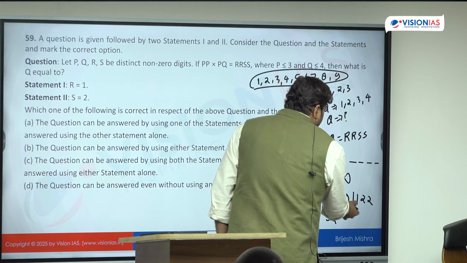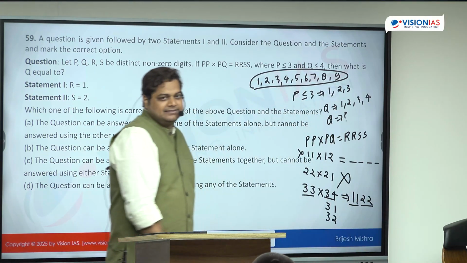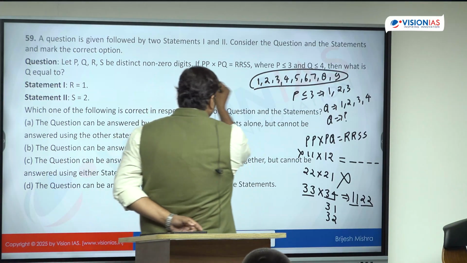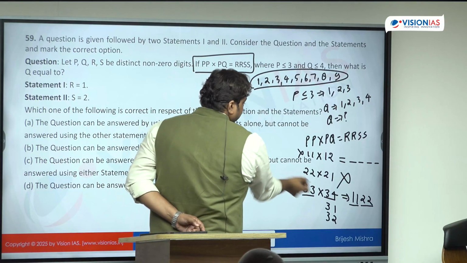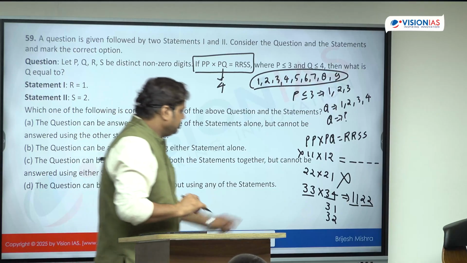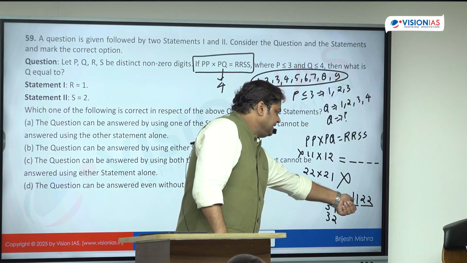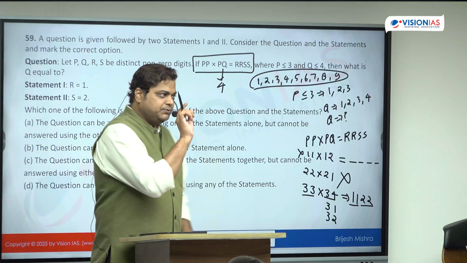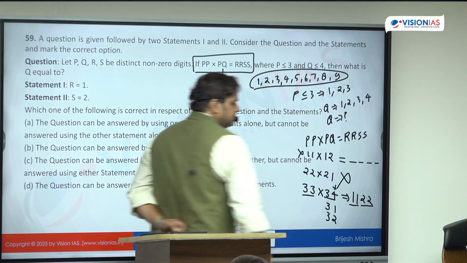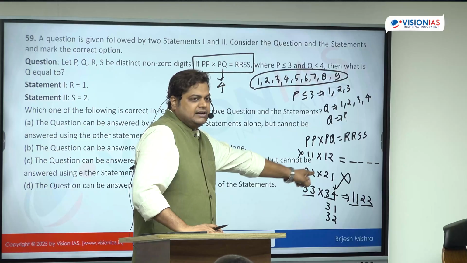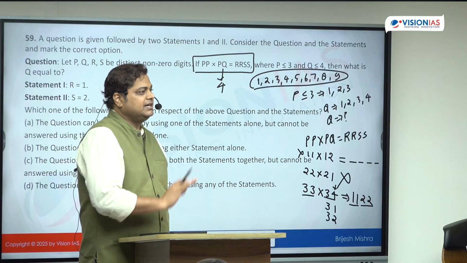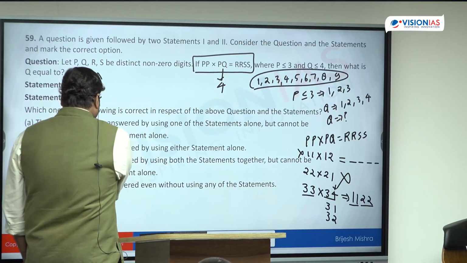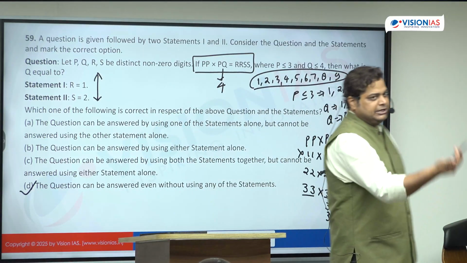PP into PQ, we are getting RRSS. Same set of digits we are getting. That means Q's value is 4. Q's value we are getting 4. We can go for this also, 33 into 31, but we are not getting it in this form, RRSS. 33 into 32, we are not getting it in this form, RR and SS. That is why only one value of Q we are getting, that is 4, which is providing this form RRSS. So with the help of the question's information only we are getting the answer. So we don't need to go for the statements' information. The question can be answered even without using any of the statements' information.